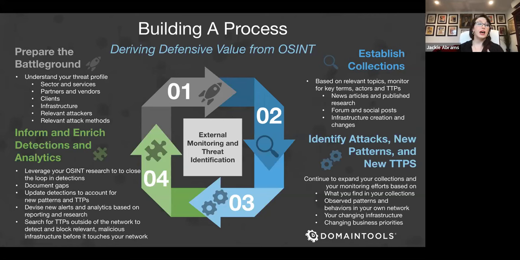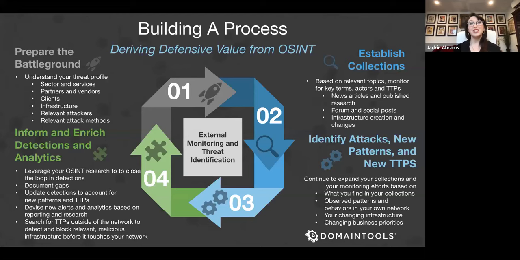Now, building a process for this is really important. This shouldn't be something that you do once and forget. This has to be a repeatable cycle. You always want to do your prep up front. We talked about understanding the threat profile, identifying relevant attackers, and then you want to make sure that when you take a look at establishing your collections, you monitor all of those key terms, all of the actors, any TTPs you find, and as you identify new patterns, be they observations of patterns or behaviors in your own network, your changing infrastructure or changing business priorities, you then update your collections, leveraging the OSINT research that you do to close the loop in your internal detections. You always want to document your gaps. You want to update to account for new patterns or new TTPs.